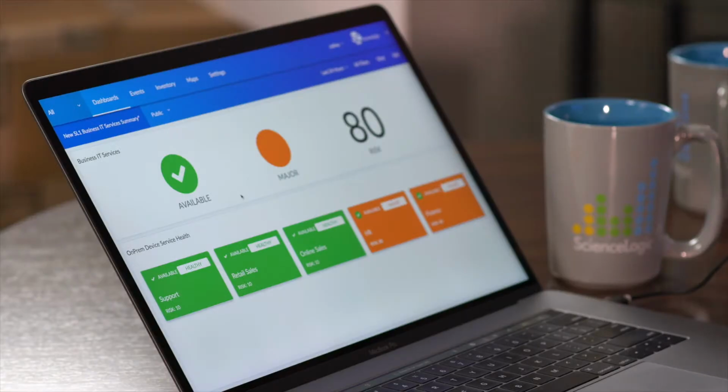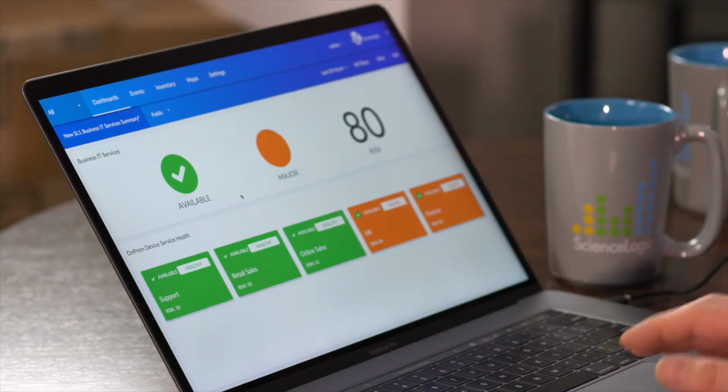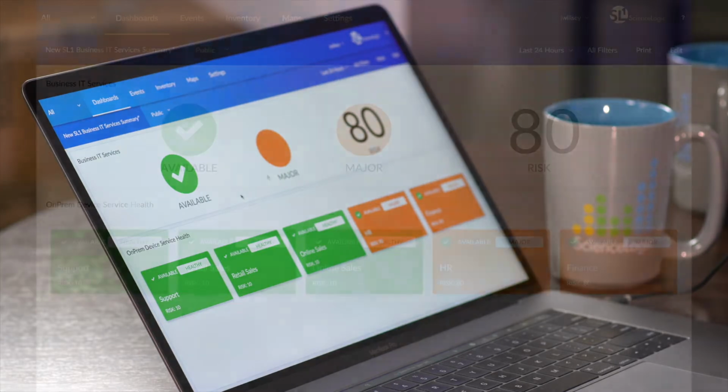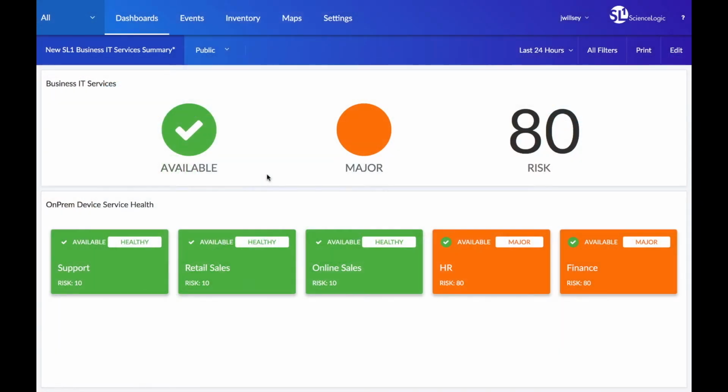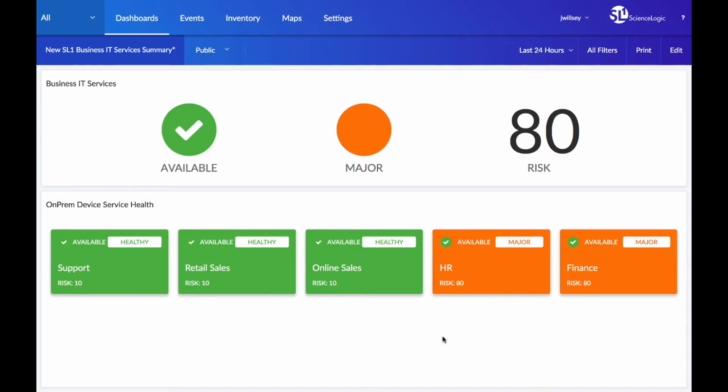Okay, all right. Well, what does that look like in our product? Yeah, so what we have here is a dashboard where we can see that the overall IT services being delivered to the business are represented in the availability here, health, and risk. And further, we can see the different lines of business, how they're running, and we can see there's actually an issue with the HR and the finance lines of business.